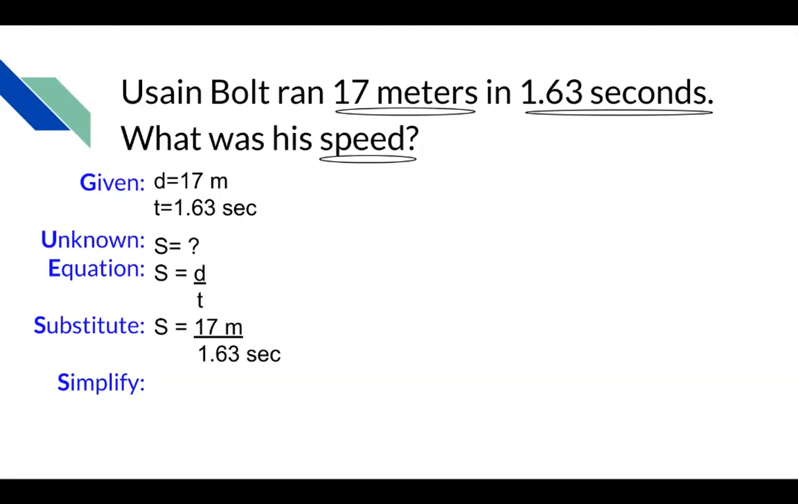When you have that, if you would like to share, you can hit the raise hand icon. 17 divided by 1.63. Once you have that, click the raise hand icon. Good. I have a few of you. I'm going to wait one more moment in case somebody who hasn't participated would like to join us.